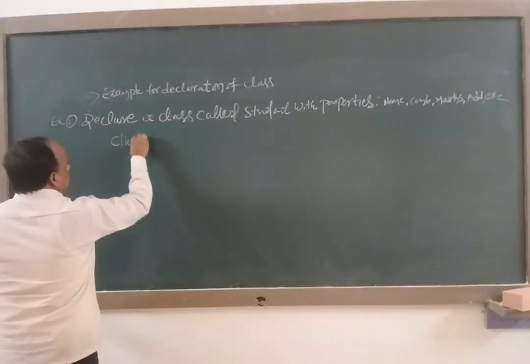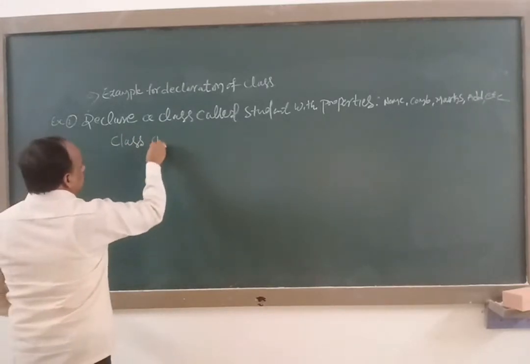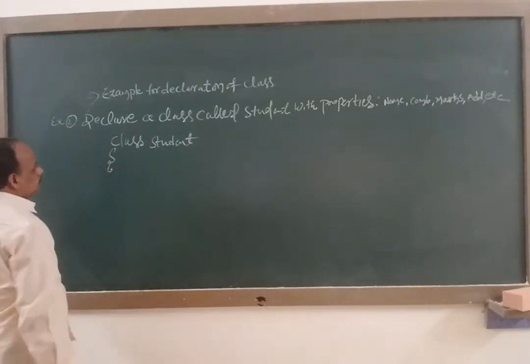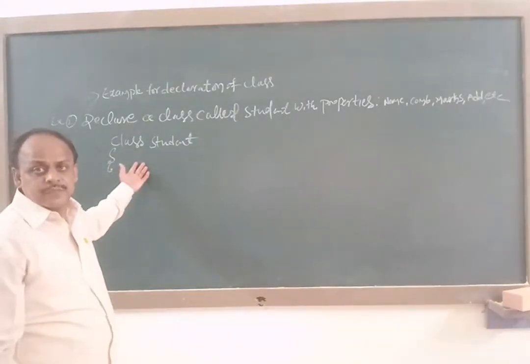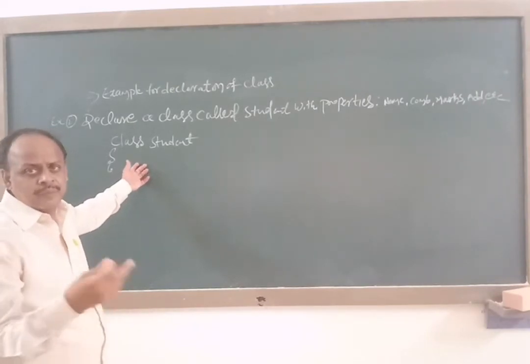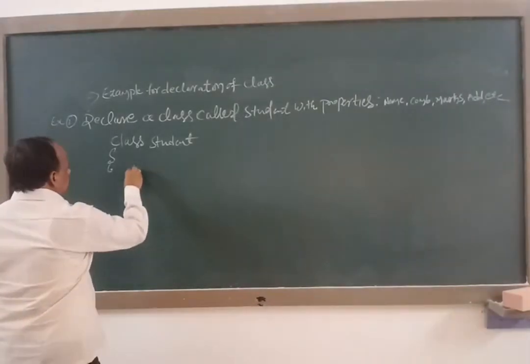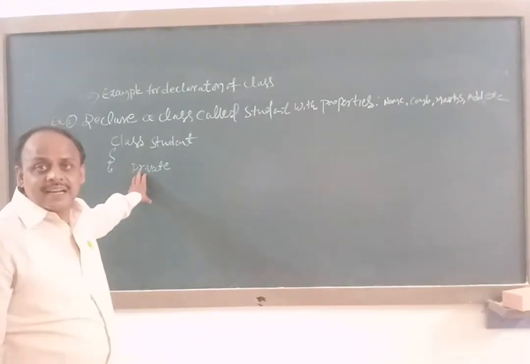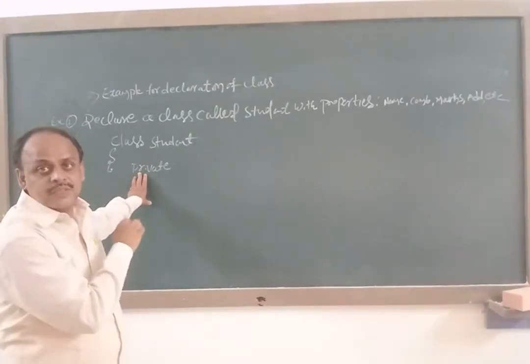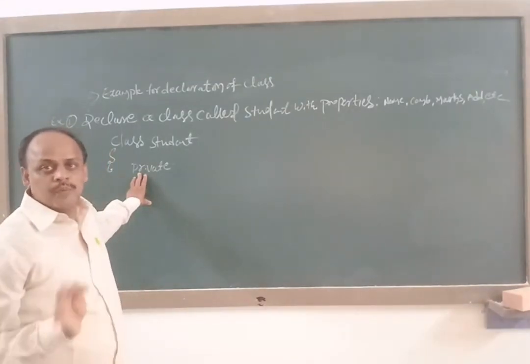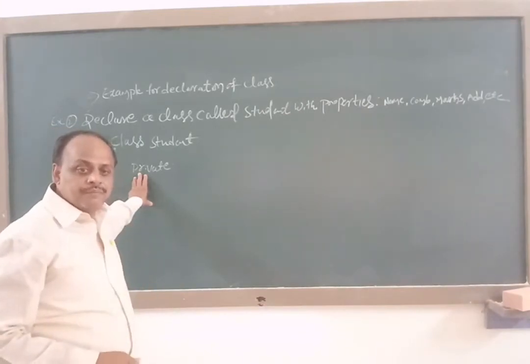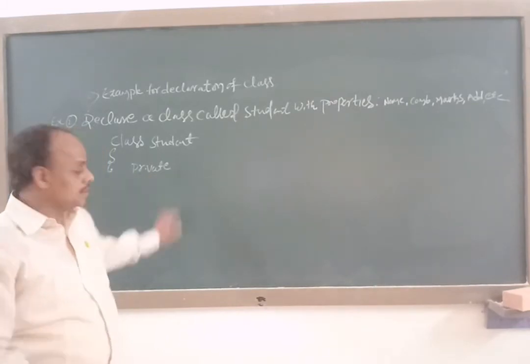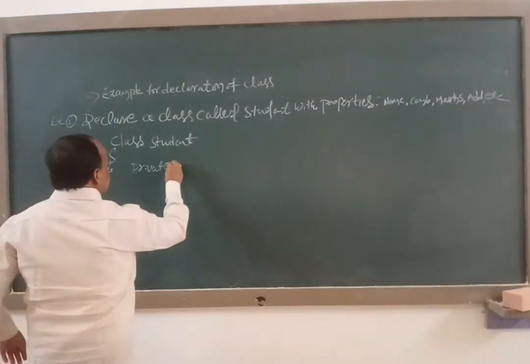Class name is student, open bracket. You can consider any access specifier, private, public, protected, no problem. Private, because I am just creating a class called student. But while writing a program, according to need, we have to consider access specifiers. So this is the access specifier.